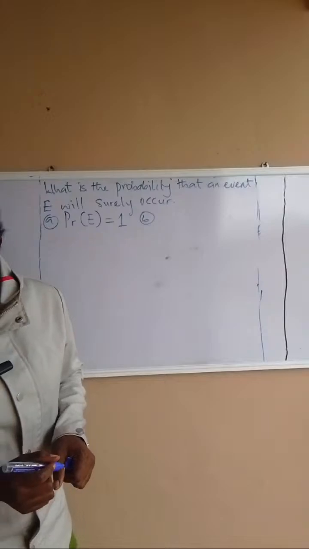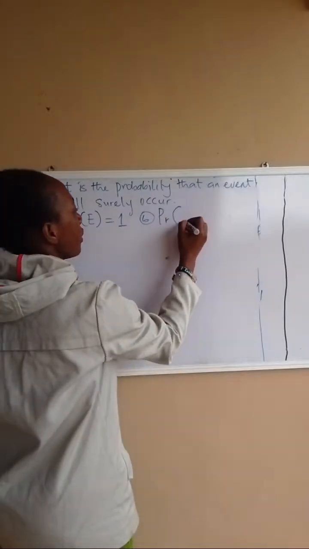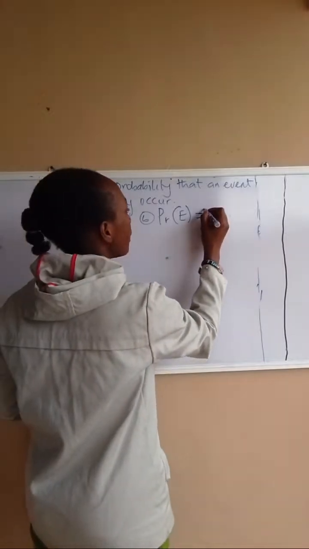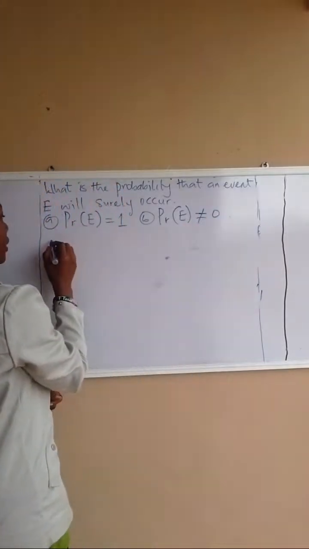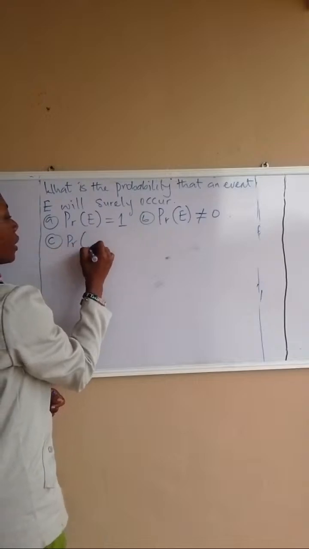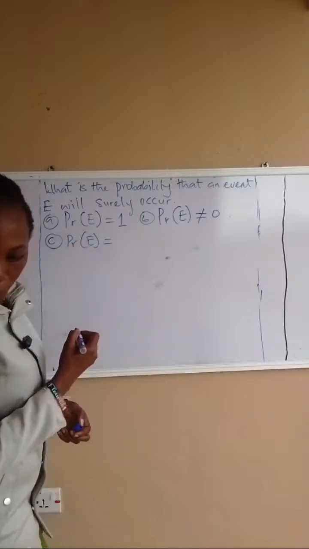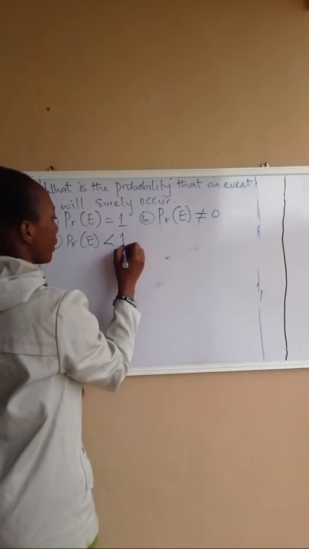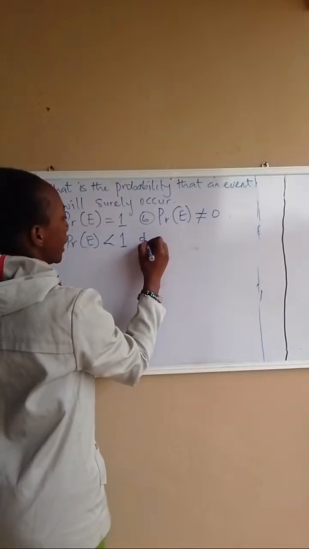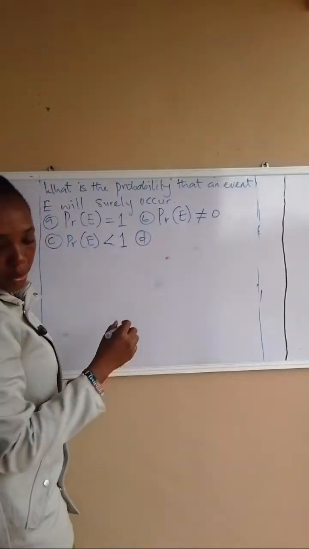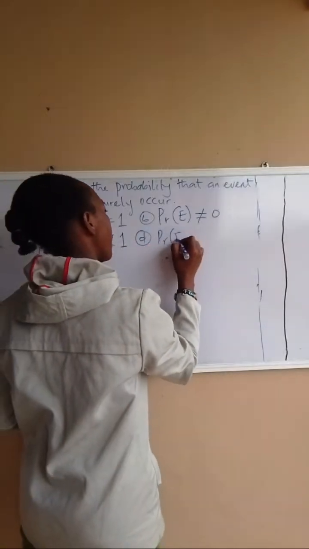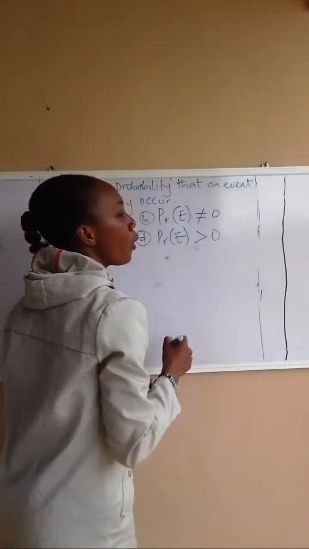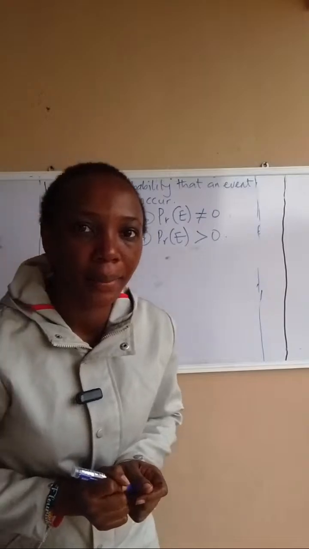So B, probability of an event E not equal to 0. C, probability of an event E greater than 1. And D, probability of an event E less than 0. So what is your answer?